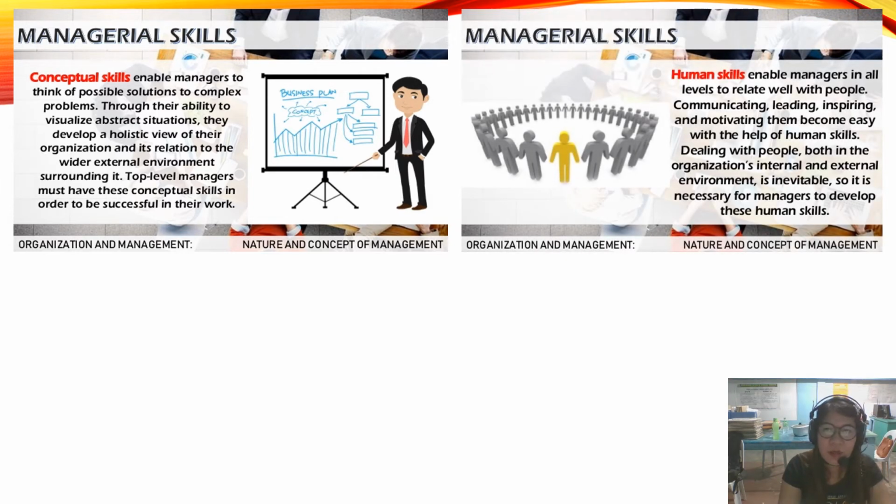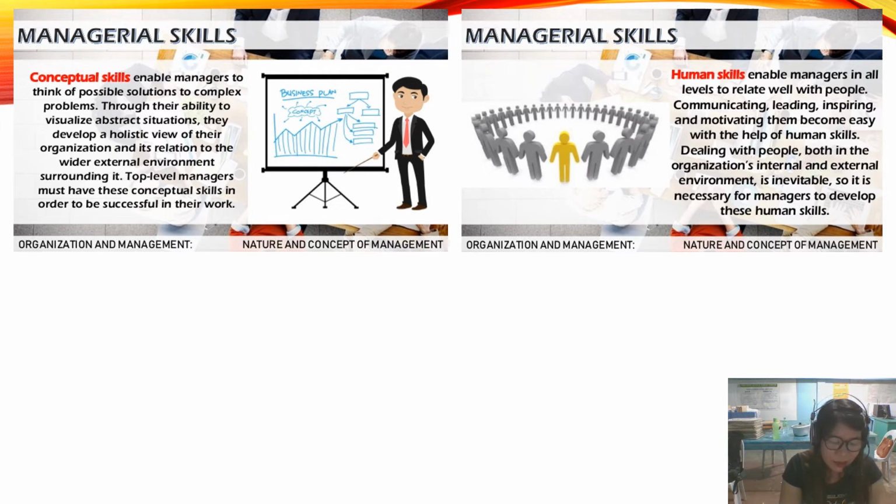Second, we have human skills. They enable managers at all levels to relate well with people. Communicating, leading, inspiring, and motivating them become easy with the help of human skills. Dealing with people, both in the organization's internal and external environment. So it is necessary for managers to develop these human skills.